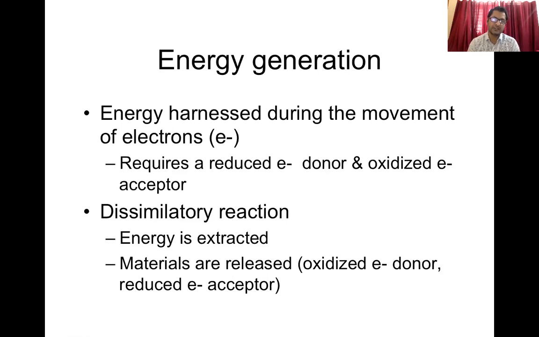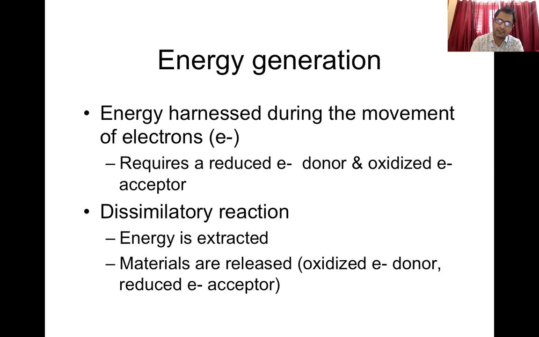Then on the basis of energy generation, this is very important. Organisms are divided into a number of groups. What is the importance in this? Energy is harnessed during the movement of electrons, when it requires a reduced electron donor and an oxidized electron acceptor, right? You already know from chemistry that oxidized compounds can accept electrons and reduced compounds can release electrons. So the electron is released by the reduced compound and taken over by the oxidized electron acceptor, and in this process energy is released.